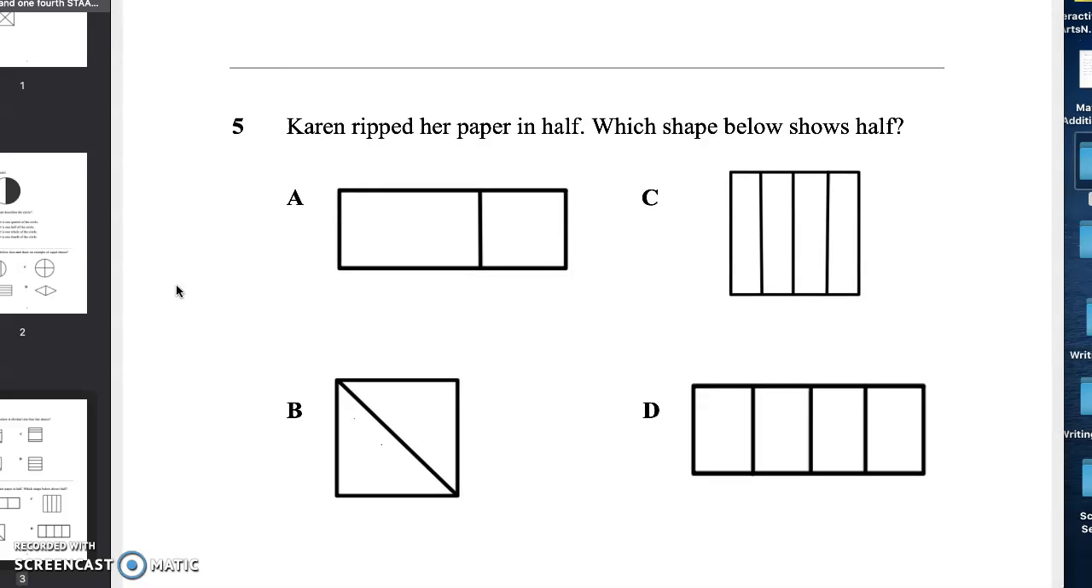Number 5. Karen ripped her paper in half. Which shape below shows half? Again, look at the illustrations and tell me which shape below shows half.